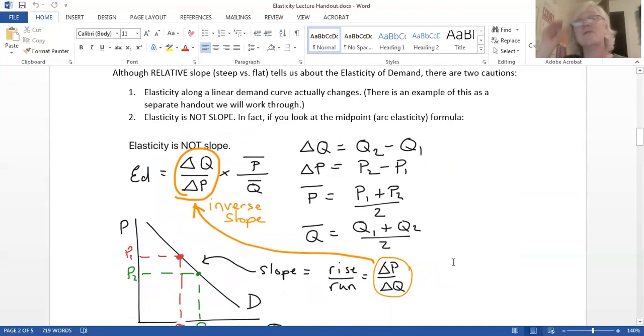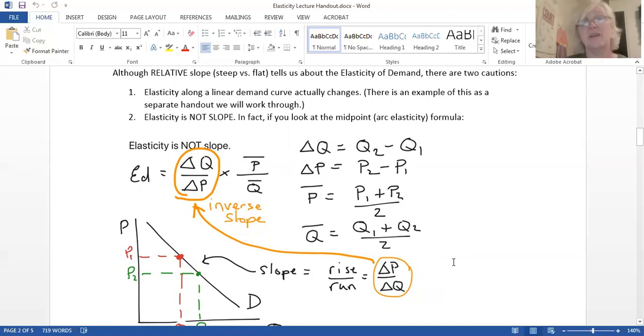Although this relative slope, steep, flat, neutral, tells us about the elasticity of demand, I do want to point out two words of caution, that the elasticity along a linear demand curve actually changes. We have an example of this we're going to work through, so that when you look at a linear demand curve, the elasticity is not constant. And it actually changes in a systematic way, and we're going to work through an example, practice using that midpoint arc elasticity formula, and prove this.